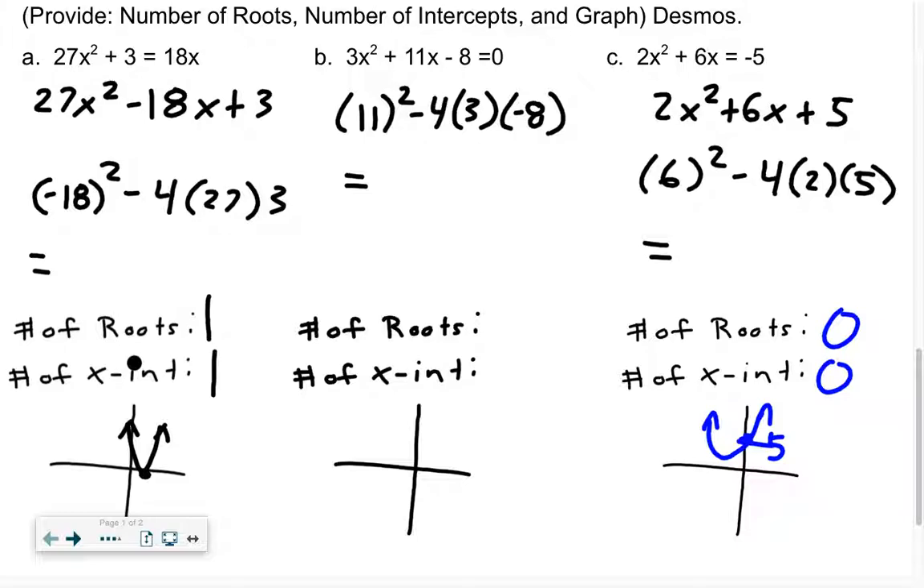Which one do you want to do? The middle one, part B.